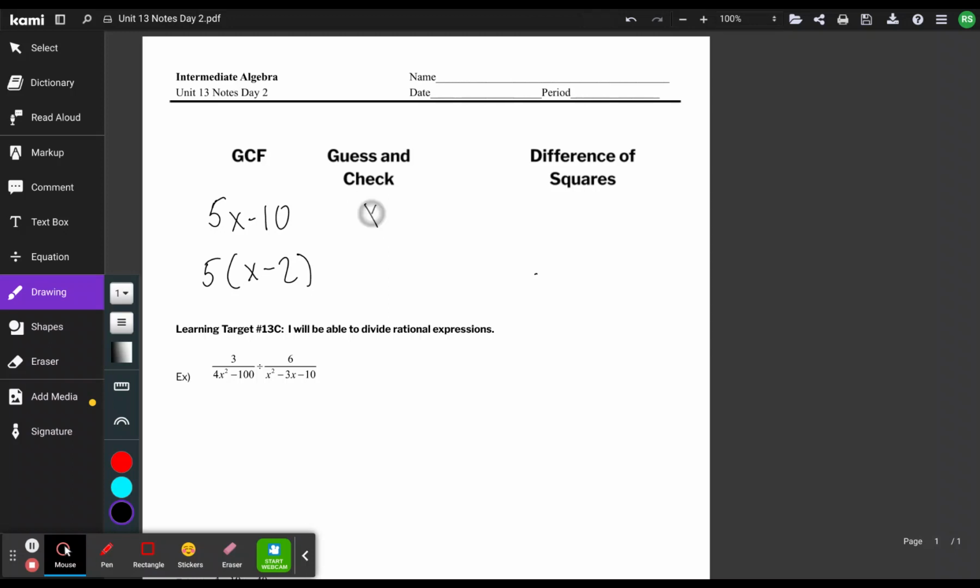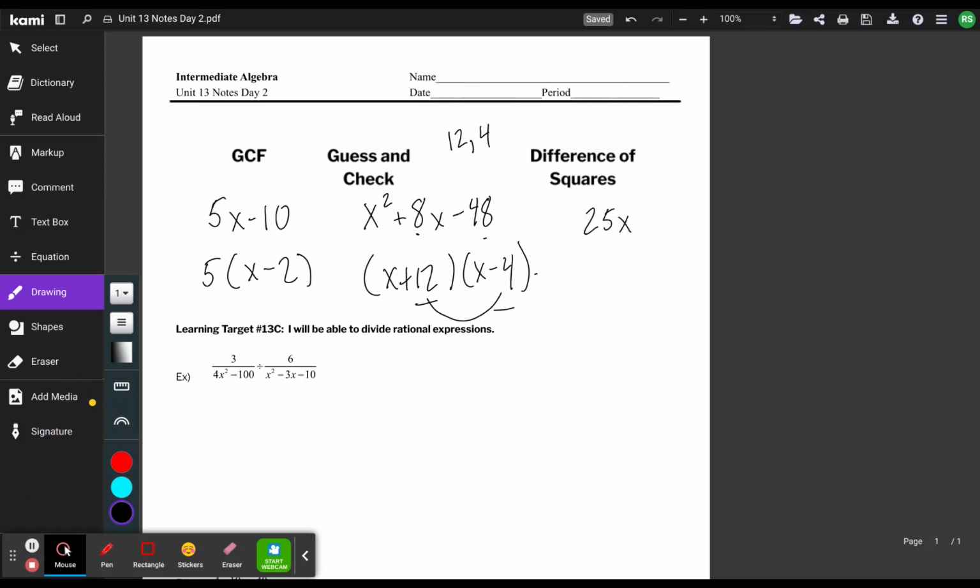Guess and check. Maybe we have x squared plus 8x minus, what would work here? Let's go negative 48. We can think about some factors of 48. One of those is 12 and 4. x plus 12, x minus 4. 12 minus 4 is positive 8. 12 times negative 4 is negative 48. That's our guess and check.